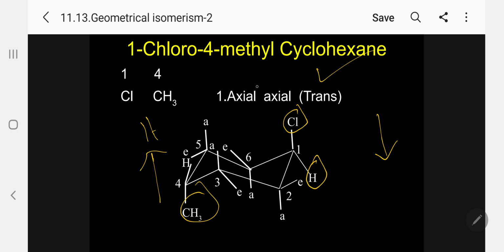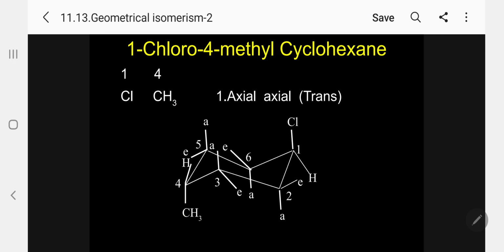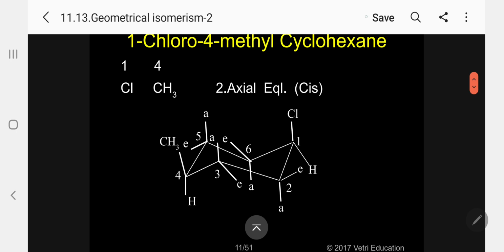So, axial, we are indicating only the chlorine and methyl group, but we have to assume only hydrogen to stay trans. Same way, the second case, axial and equatorial, cis. So 1 axial and 4 again hydrogen axial. So, cis, that is isomerism 1, 4. Here chlorine is axial and methyl is equatorial.